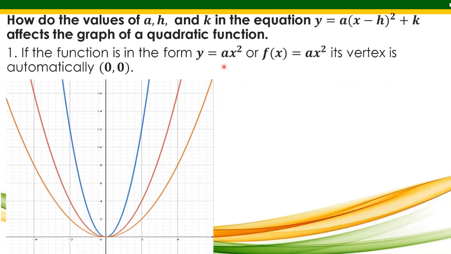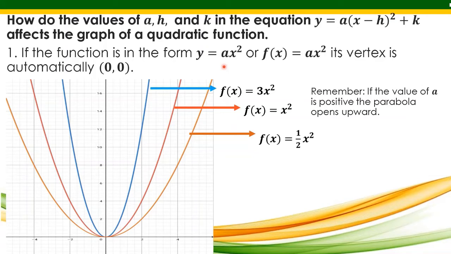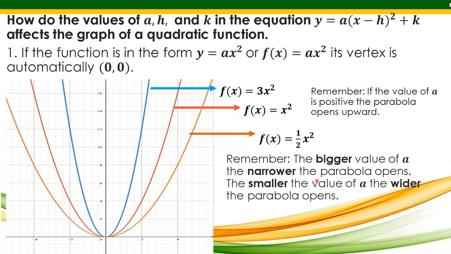So, meron tayo dito tatlong examples. So, f of x is equal to 3x squared, f of x is equal to x squared, and f of x is equal to 1/2 x squared. So, remember that if the value of a is positive, so nakikita natin lahat ng value ng a ay positive. So, ang ating parabola opens upward. Yan, lahat yan ay upward. Remember, the bigger the value of a, the narrower the parabola opens. So, pag sinabi natin narrower, yung liit ng open ng ating parabola, katulad nito, the bigger the value of a.